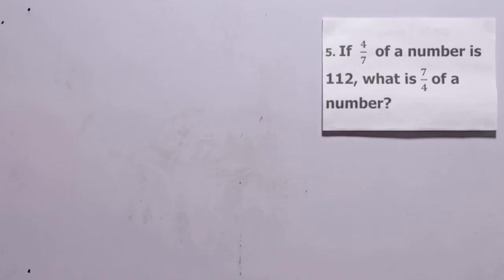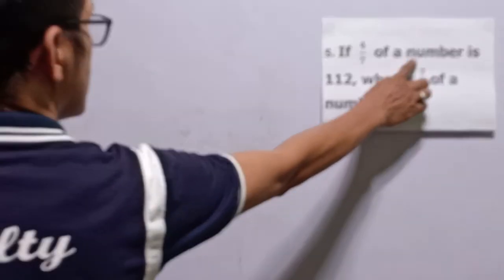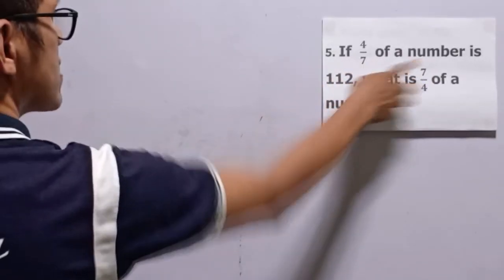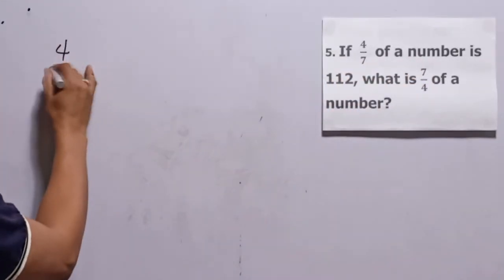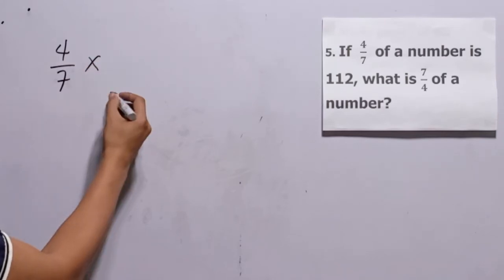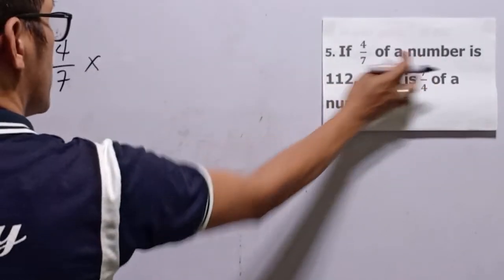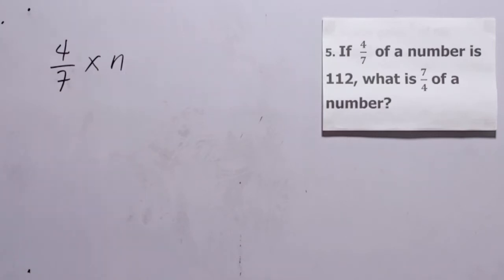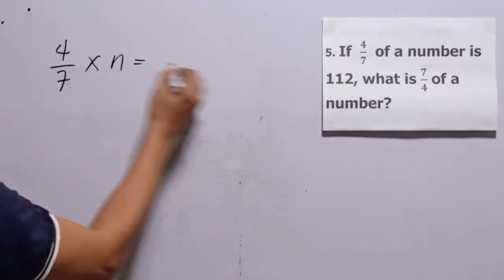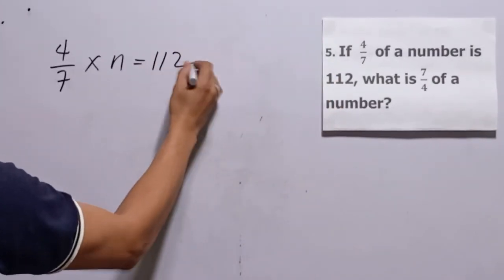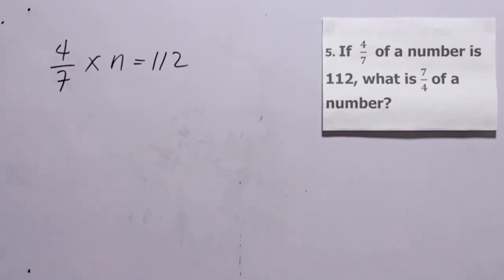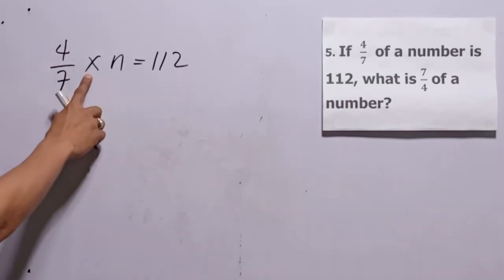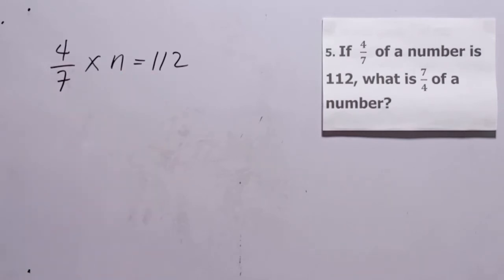If 4/7 of a number is 112, what is 7/4 of the number? So first we have to get the number. 4/7 of a number simply means multiplication, since "of" means multiplication. Let's call the missing number n, our variable, so 4/7 of n is equal to 112. So let's find the missing number first.